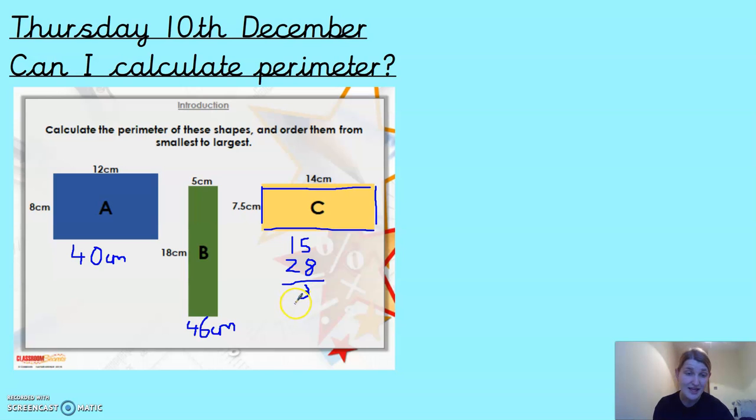God, silly me. Carry the 1. 2 add 1 is 1, plus the 1 would be 43 centimetres. So that, I think, is the perimeter of each of them.